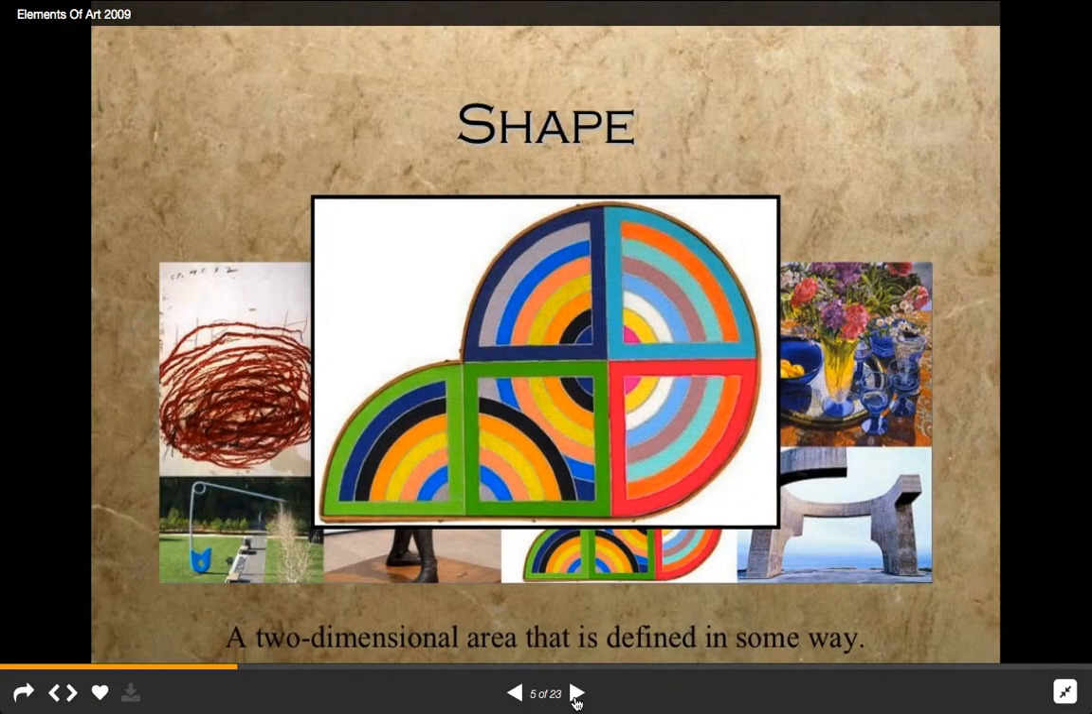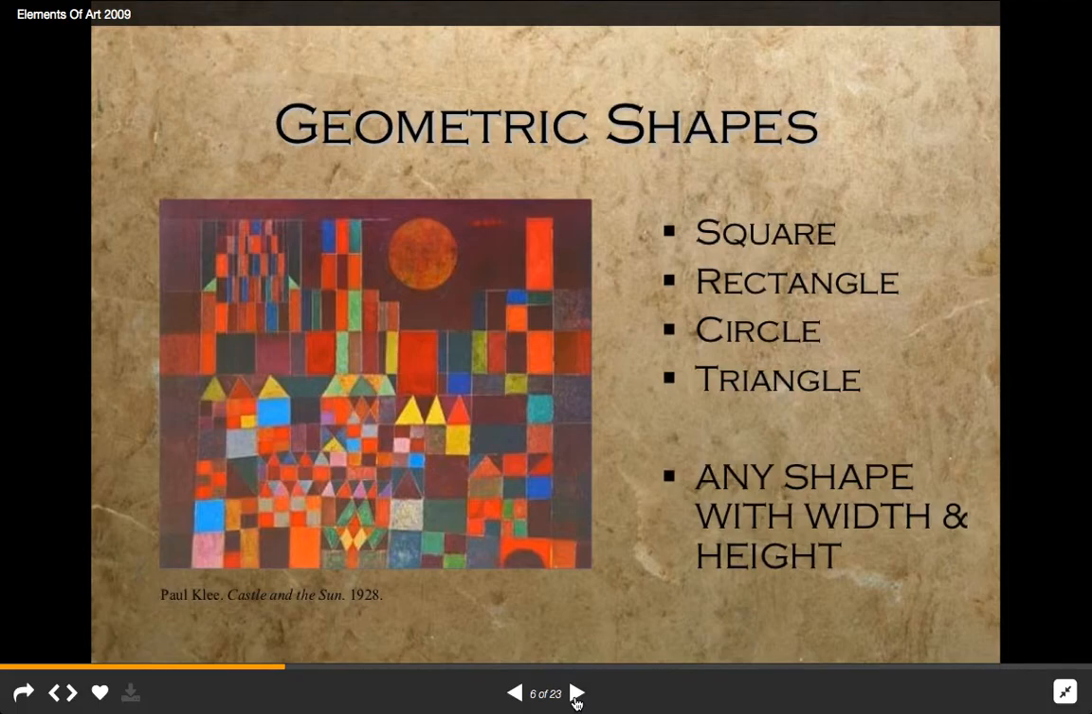Then we have shape. So shape is a 2-dimensional area that is defined in some way. A shape is usually where you start at one point with a line and you connect your line together at that same point. It may have different angles, it may be curved, but it starts and stops at the same area. So for geometric shapes, which is also a term that you'll hear in math, you have square, rectangle, circle, triangle, and any shape with width or height.